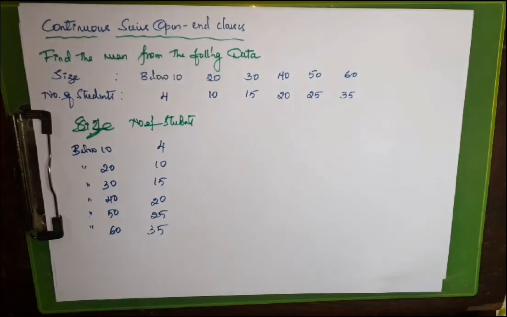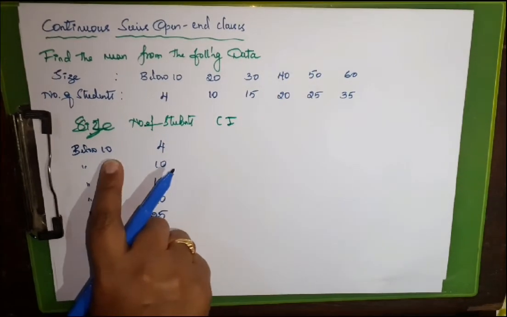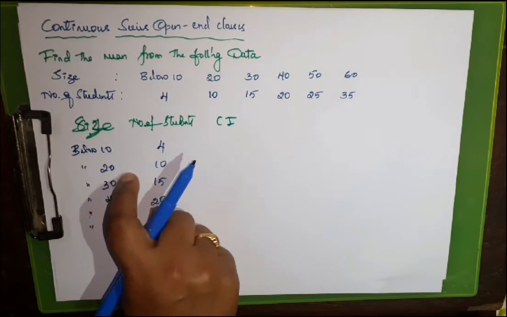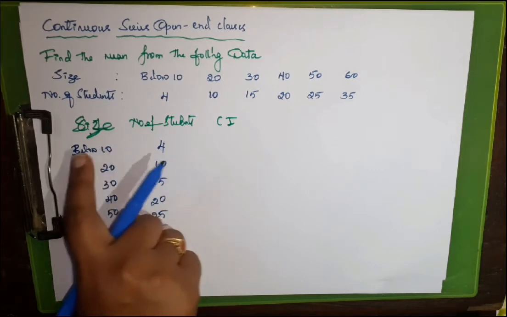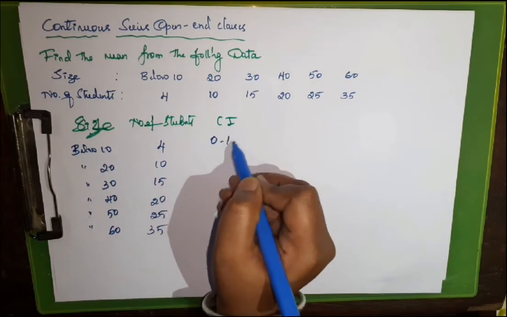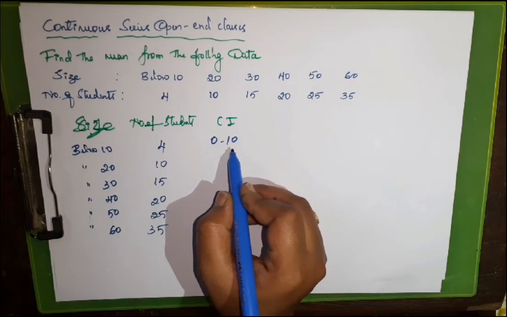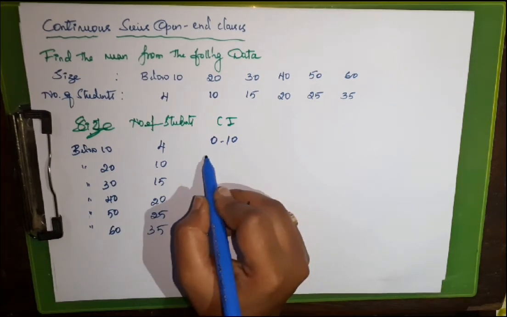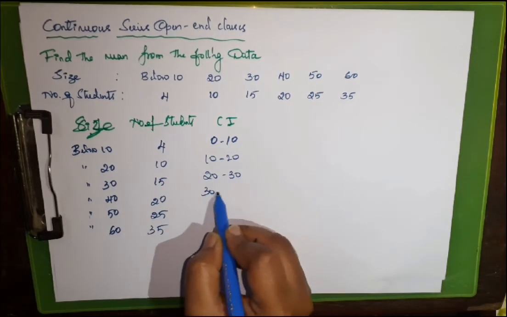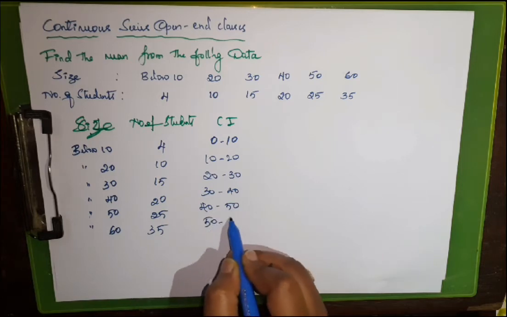So we have to find the class intervals. How to find the class interval is very simple. They have given below 10, okay, and the next one is below 20. Find the difference between 10 and 20. There is a difference of 10. So if it is below 10 it has to start from 0 to 10. So 0 to 10. Then the upper limit of the first class will become the lower limit of the second class interval. Okay, so it is 10 to 20. So 20 to 30, 30 to 40, 40 to 50, 50 to 60.